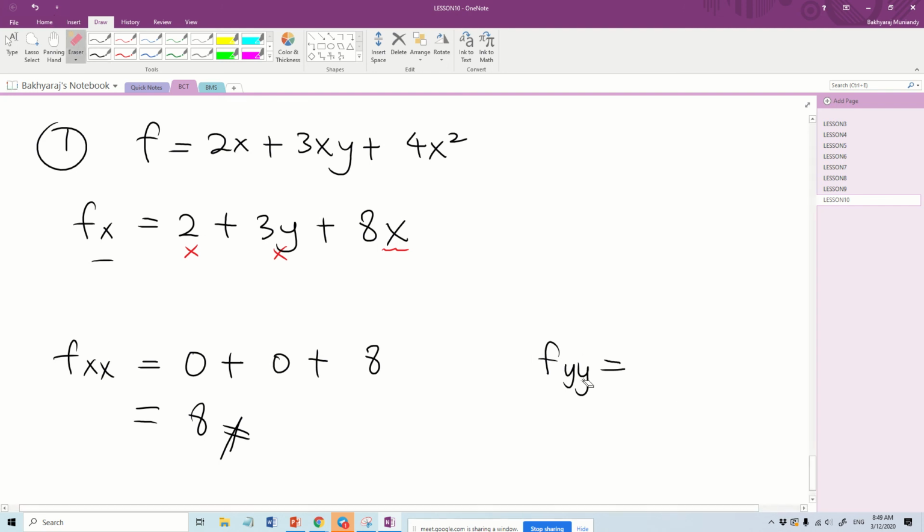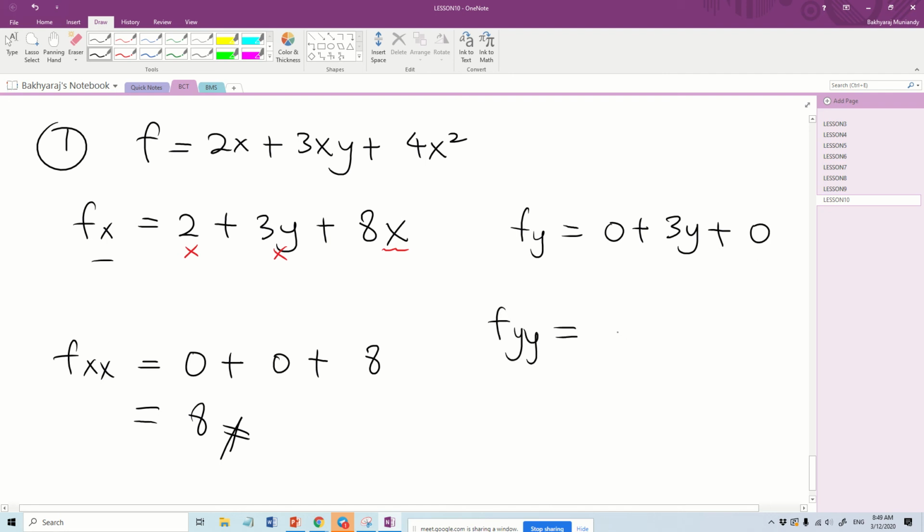Yes, it will become zero, correct. It will become zero. So zero is also possible, you can get the answer zero. Okay, so fy, you get equals 0 plus 3y plus 0 behind there, and fyy will give you equals to 3. No, sorry, here it becomes 3.